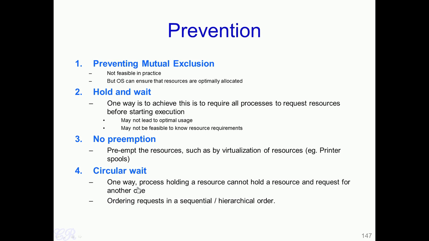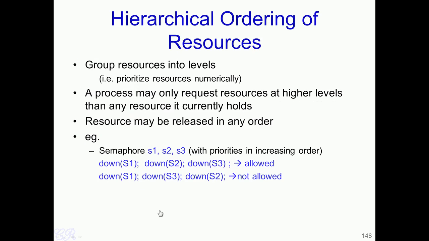The final technique we can target is the circular wait. One way to prevent this is that a process holding a resource cannot hold a resource and request another one at the same time. The second way to prevent the circular wait is by ordering requests in a particular order, either sequential or hierarchical order. So, let us look at the hierarchical order of resources.